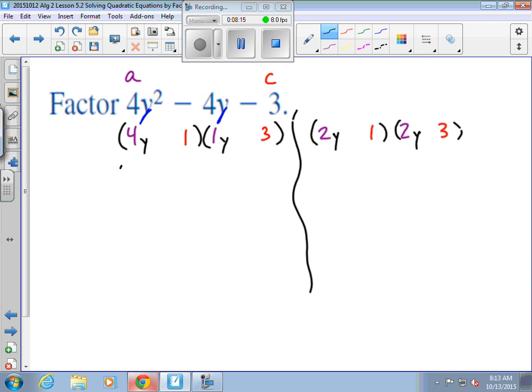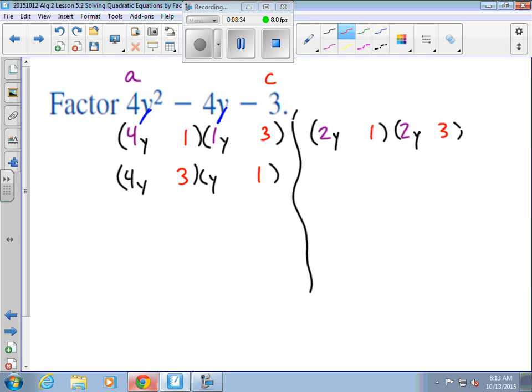So for this one over here, let's add one more. 4y and 1y. And instead of having it say 1 and 3, let's have it say 3 and 1. Now this is going to make up all of our possible outcomes right here. All these 3 pairs right here.